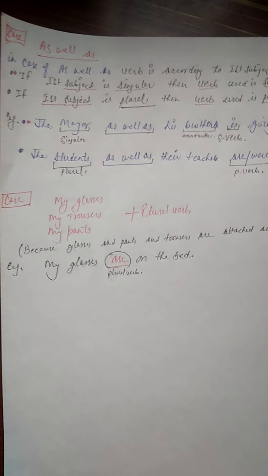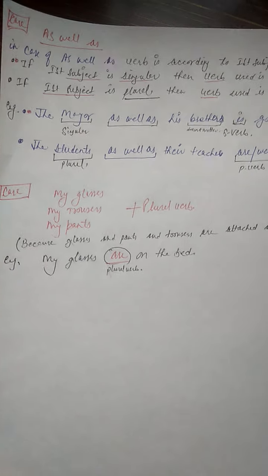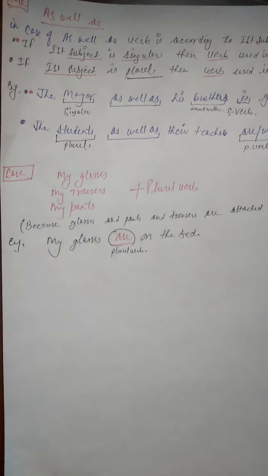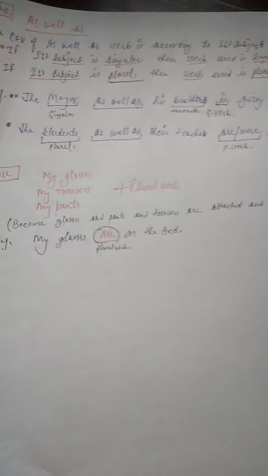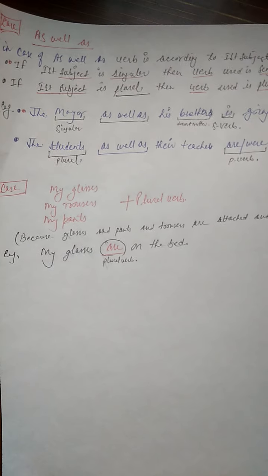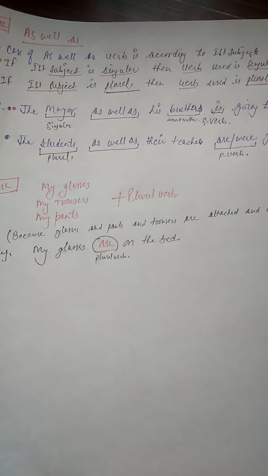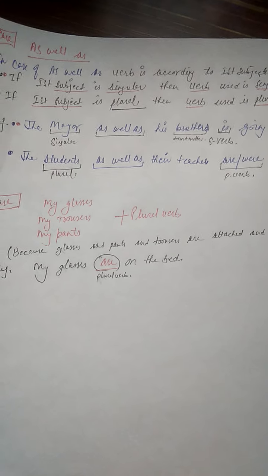So in case of my glasses, my trousers, my pants, we will use plural verb. Why? Because glasses and pants and trousers are attached and divided. तो ये attached होते हैं, divided होते हैं. My glasses are on the bed. So we will always use plural verb. Plural verb क्या है? Are. कैसे? Is, am, are. So plural verb is are.